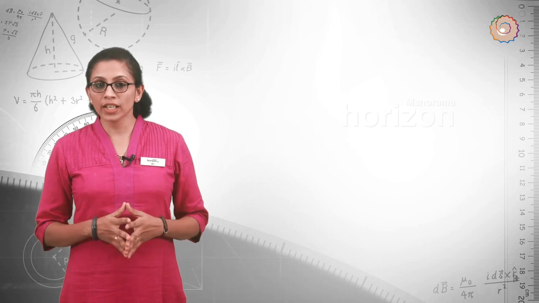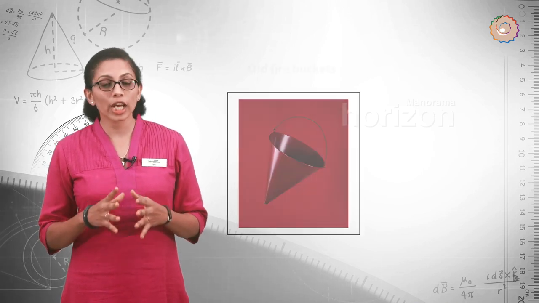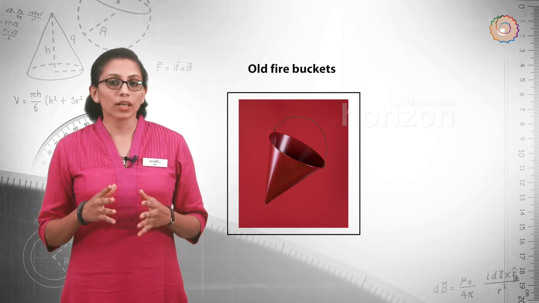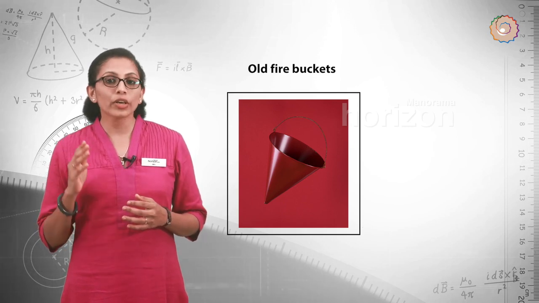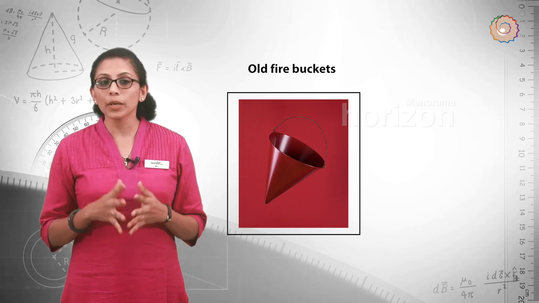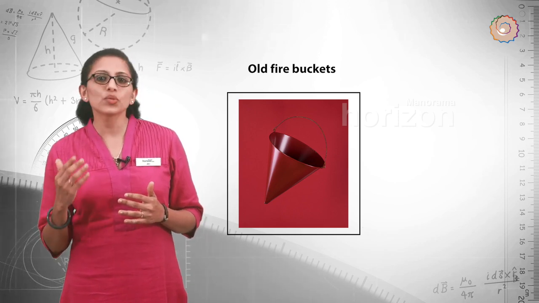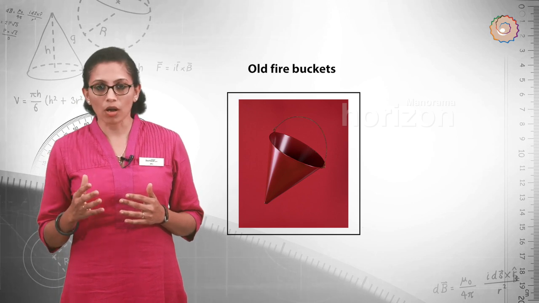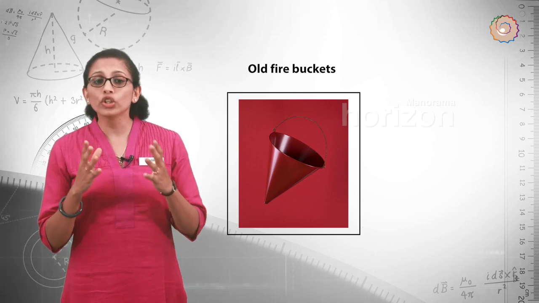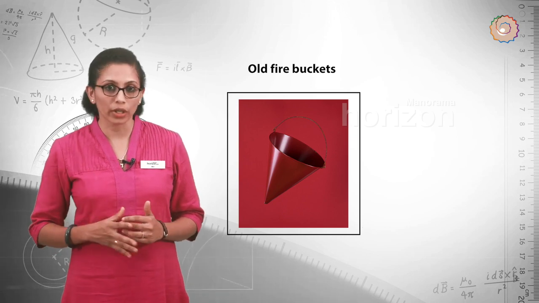In the early 20th century, people used galvanized steel cone-shaped fire buckets. These buckets were hung on a wall and filled with sand inside, and they were used in case of fire breakouts. But gradually, people realized these buckets were not really useful because they could not be kept on the ground, as the sand would fall off.